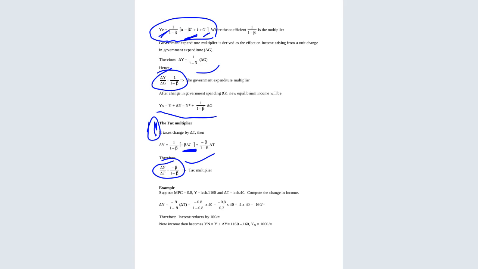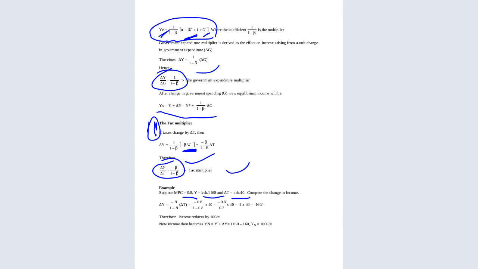Now, we can look at a simple illustration here. So you are given the MPC as 0.8, you have y as 1160, tax is given as 40. So compute the change in income. So the change in income is simply, cross multiply from the tax multiplier we have here. Just cross multiply both sides by the change in taxes. So you get the change in income. So that is what you have.